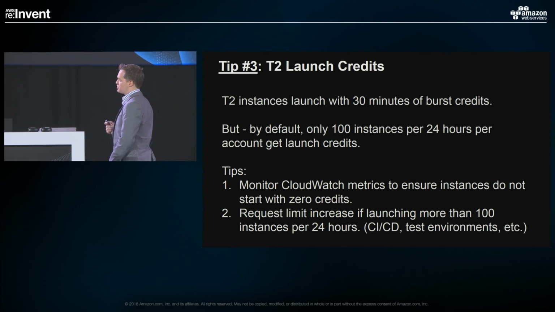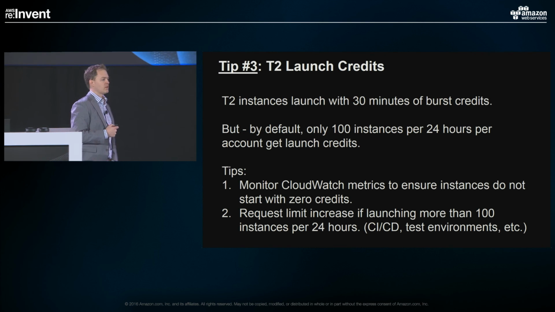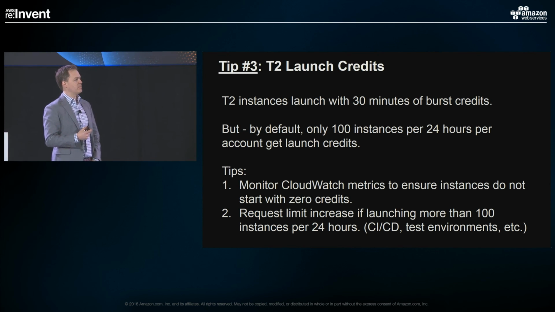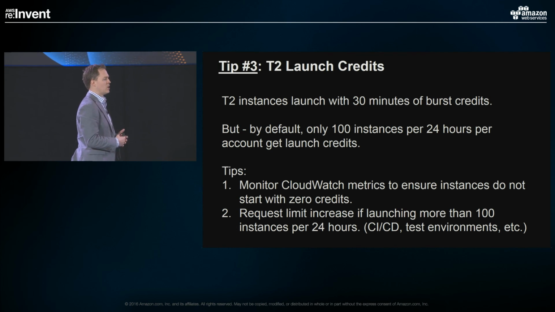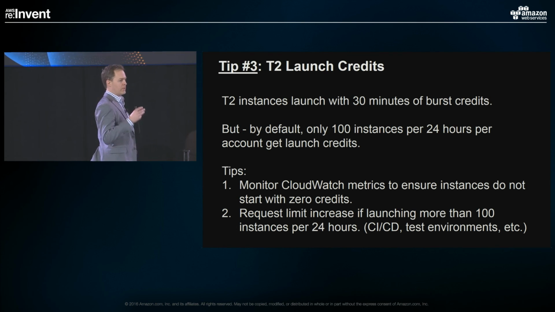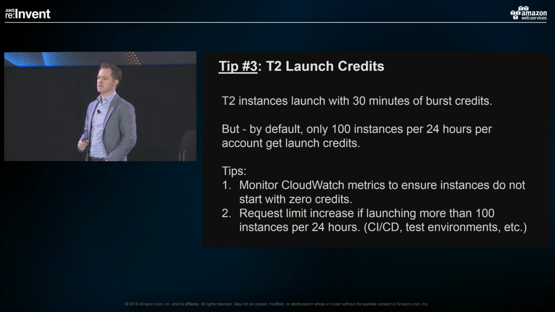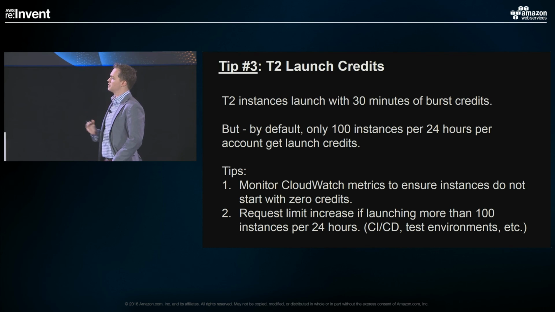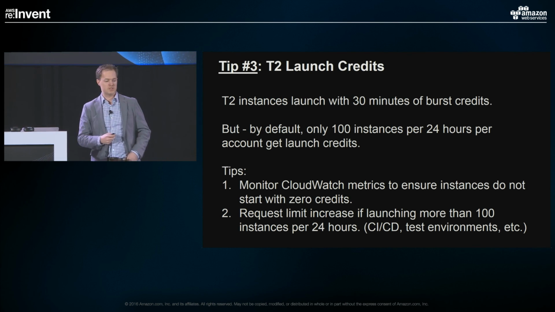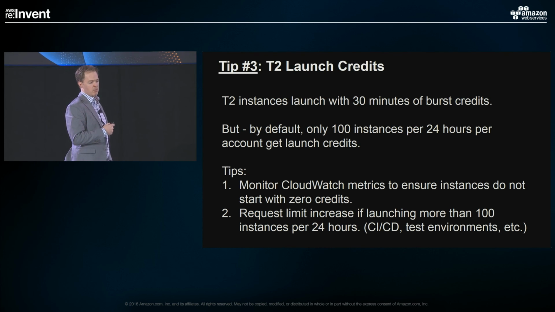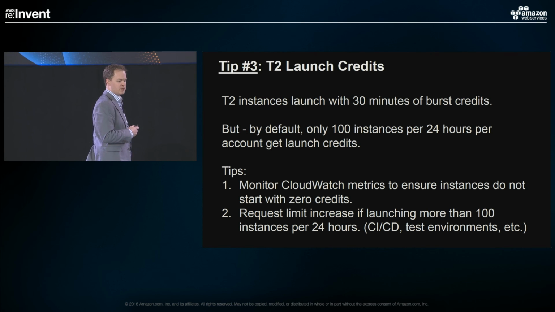But this is only true for 100 instances per 24 hours for any given account. And this limit is one that we have in place to make sure that people don't abuse T2 instances and those launch credits that we offer. Because we give you 30 minutes of credits, we don't want people spinning up an instance and then shutting it down immediately and spinning up a new one and shutting it down immediately, really trying to take advantage of those launch credits to use that instead of having a low average CPU utilization. And so we have this in place mostly as almost a fraud protection measure.